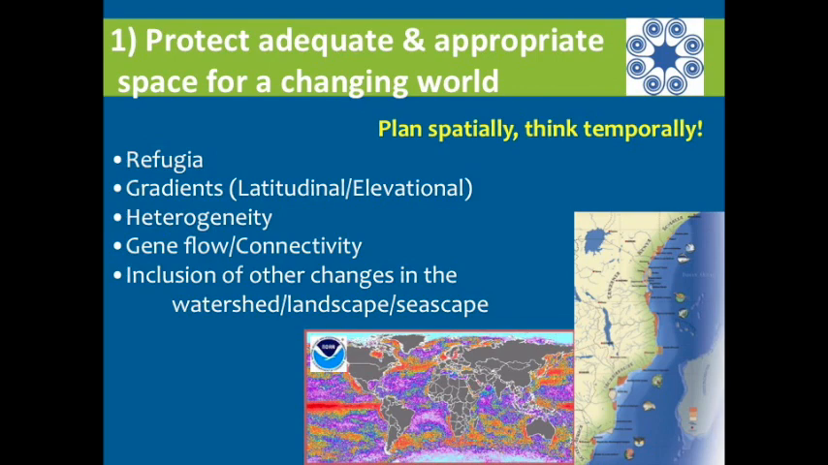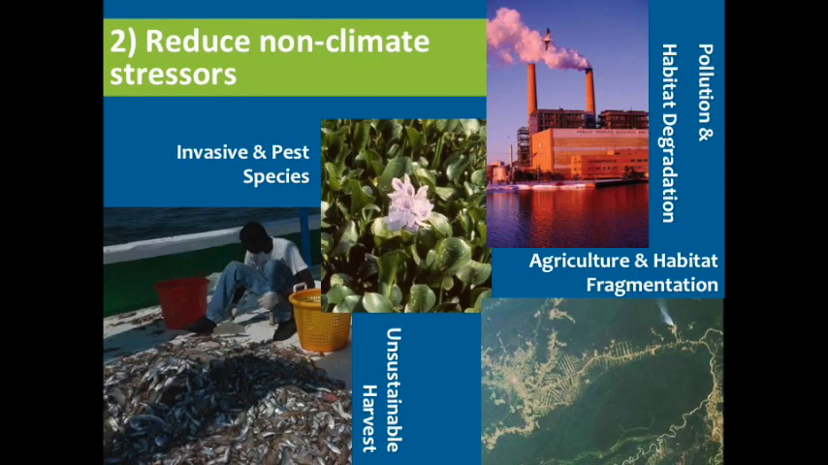Okay, so the second one is to reduce non-climate stresses. This is my favorite because I love thinking about interactions. Almost everything that we're talking about on those lists has interactive effects, where climate change affects the other stressors that are already affecting this system. And we need to rethink how we are creating those protections so that they'll be more effective with climate change.